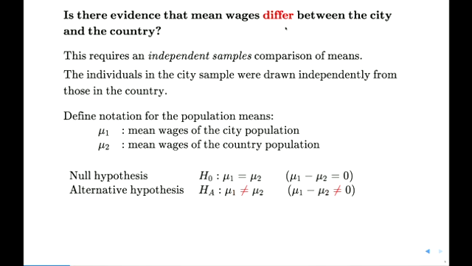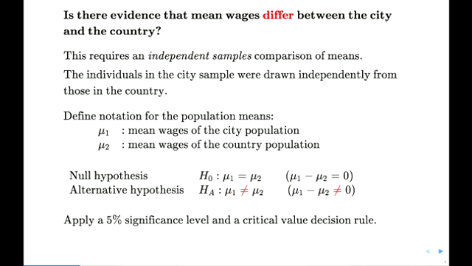Okay, so it's just a skill to practice, I guess, is how to read the words in the question to set up the appropriate alternative hypothesis. So we're going to apply a 5% significance level and to test this hypothesis using a critical value decision rule. A 5% significance level and a critical value decision rule.